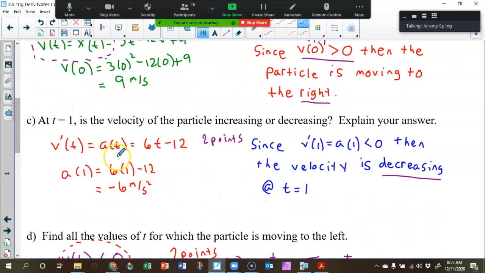Okay, part C, the scoring was similar to part B, but we're looking where the velocity is increasing, so we're wanting to look at the derivative of velocity. Any questions there in part C?